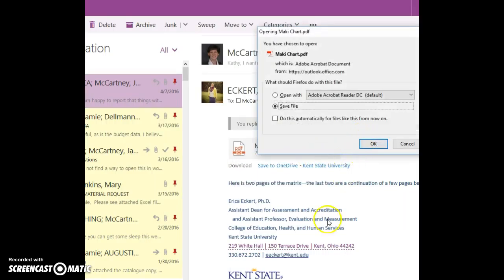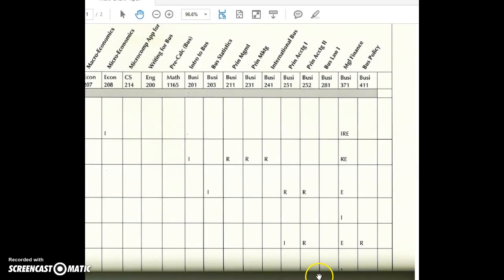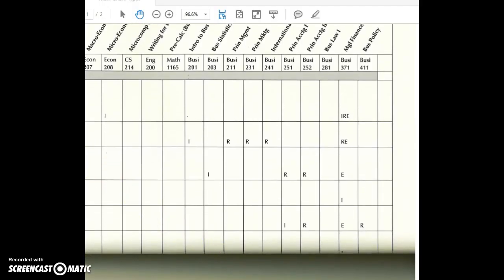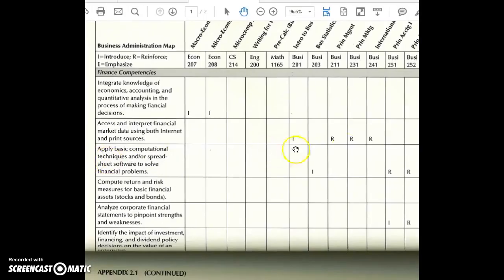Let's do this. Yeah, I've only downloaded it 17 times. Let's see here. That's really, there we go. Okay, so let me stop this and see if I can make it wider.